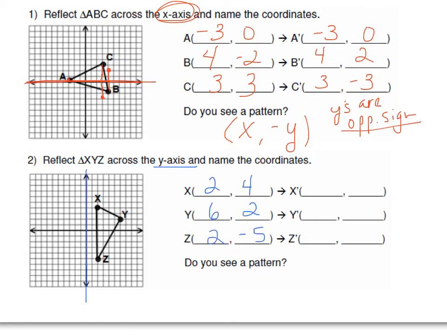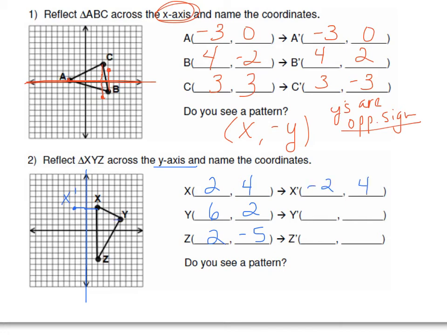So now that we have all 3 of our coordinates for the original figure, our pre-image, when we reflect it across the y-axis, we want to count the number of spaces. So notice our x is 2 spaces away, so we want to go 2 spaces away on the other side, so our x prime will be right there, and that would be at -2, 4.